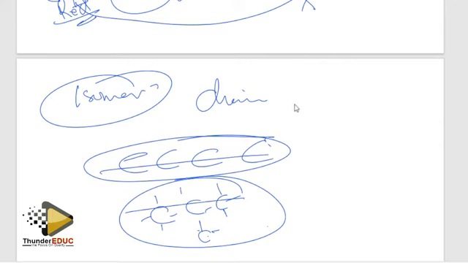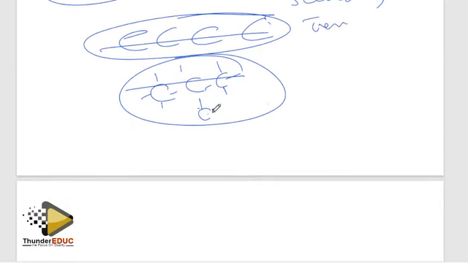Now, if it is a position isomer, the major difference is the position of the functional group. But this position does not change the functional group. This is what I mean. You have primary alcohol, secondary, and then tertiary. To change this from primary to secondary to tertiary, in most cases, look, let me show you.